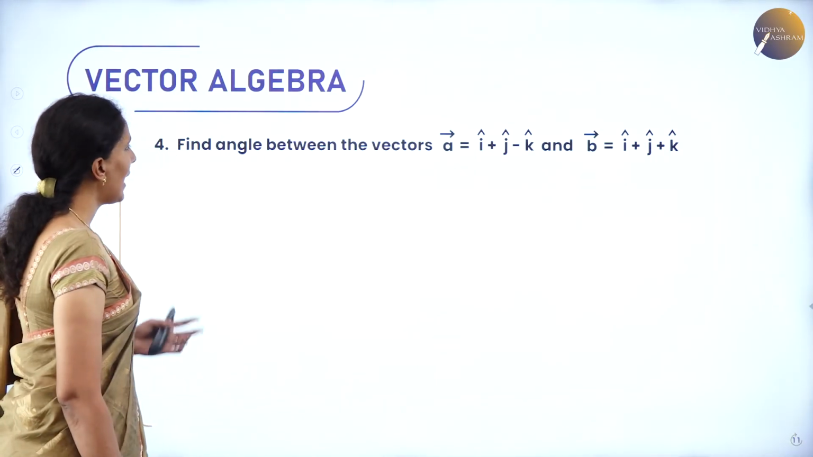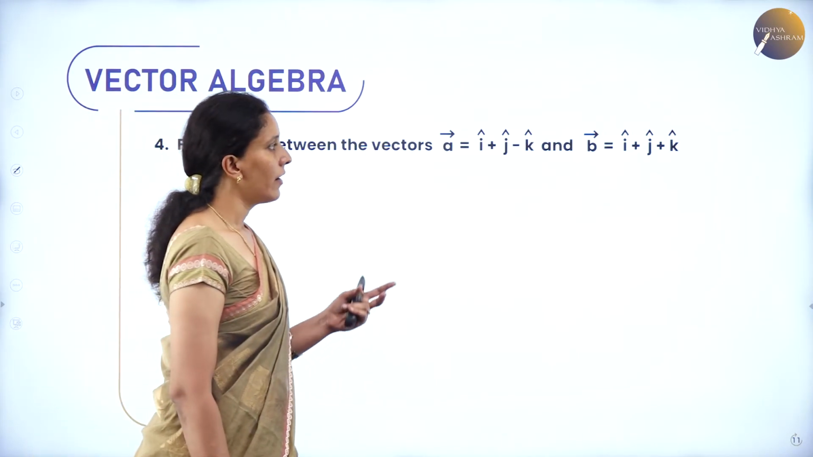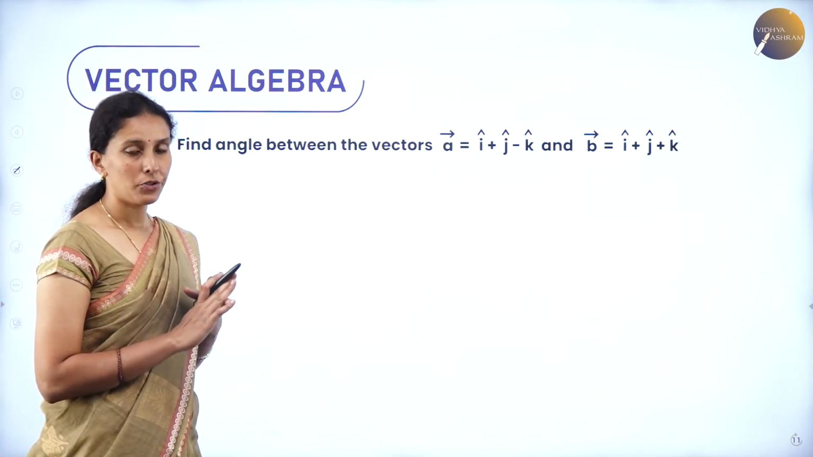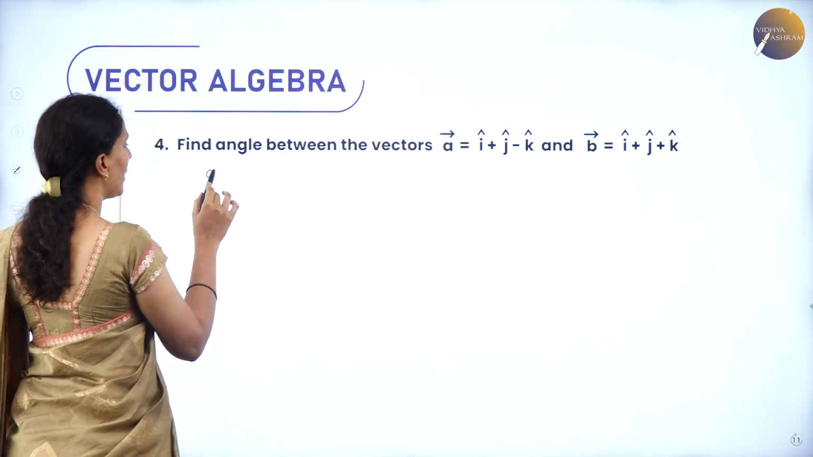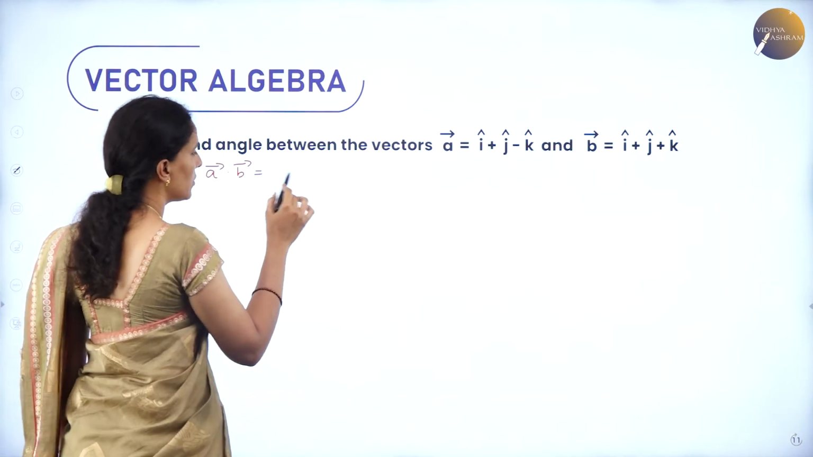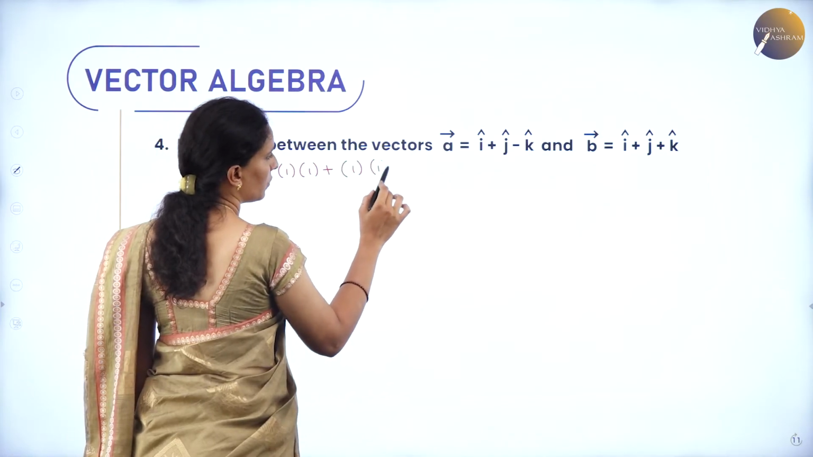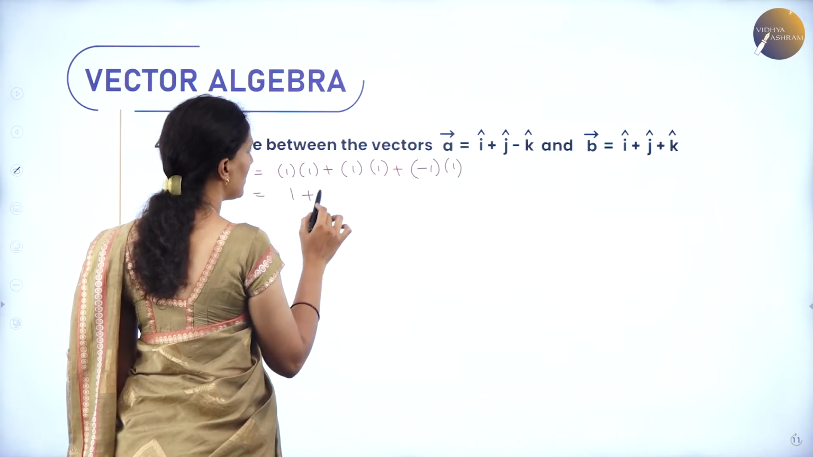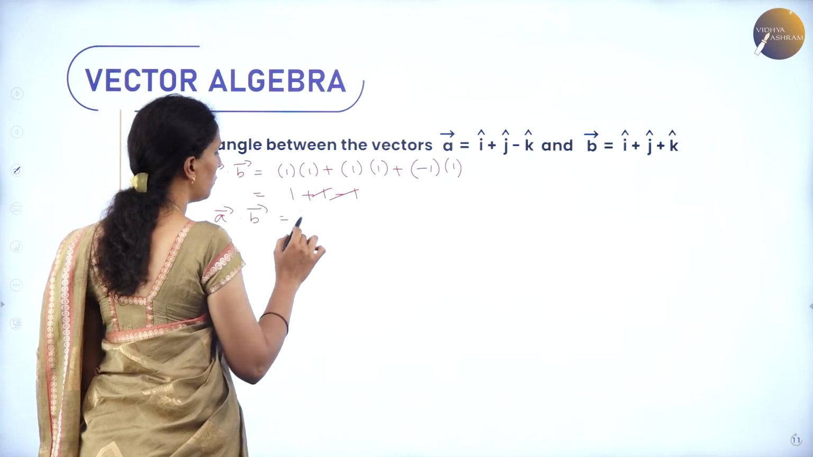Next, find the angle between the vectors. Vector A is equal to i plus j minus k and vector B is equal to i plus j plus k. Again, we need to find the magnitude of A, the magnitude of B and A dot B. So let's find A dot B. So first we multiply the i components. So 1 into 1 plus 1 into 1 plus minus 1 into 1. So we have 1 plus 1 minus 1. So we have A dot B is equal to 1.